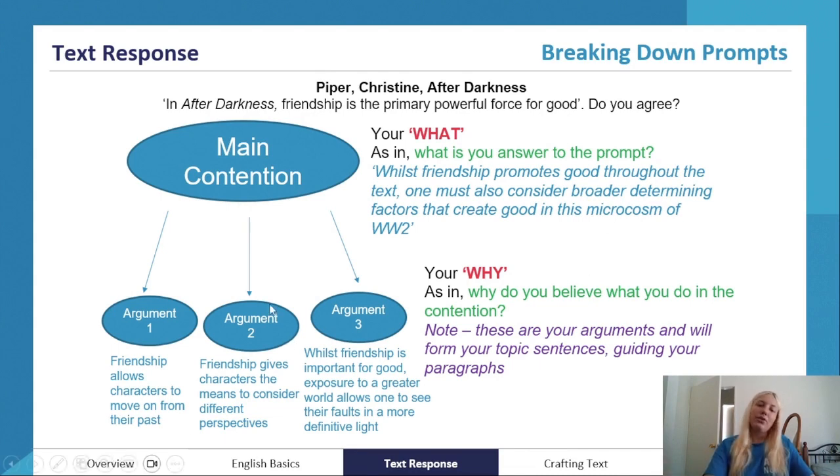And then your arguments, your topic sentences are like your why, that show why you believe what you do in your contention, in your main argument. So we see an argument for friendship that shows how access is force for good, another argument for friendship, and the argument that is the counter argument that says there's something else other than friendship that is potentially a bigger force for good, and that's been that exposure to a greater world.